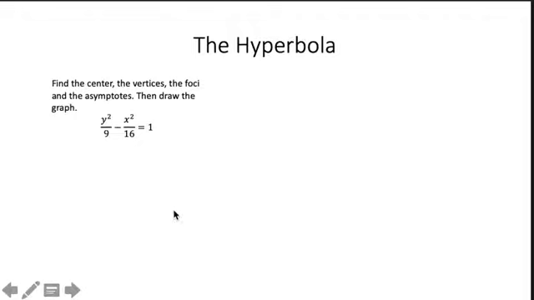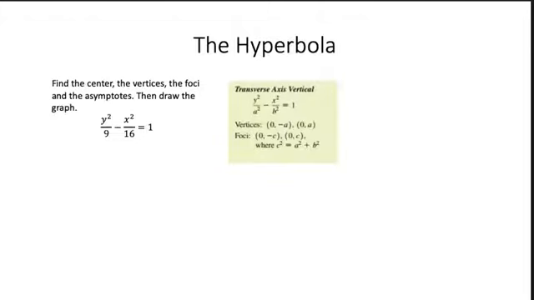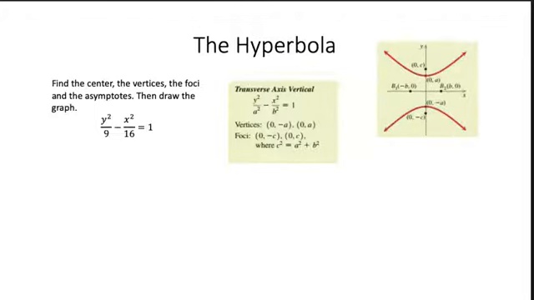Find the center, the vertices, the foci, and the asymptotes. Then draw the graph. So our equation is y squared over 9 minus x squared over 16 equals 1. Do you know which is the transverse axis? You should recognize that y squared is written first, and that means our transverse axis is going to be the vertical axis. That means that our hyperbola is going to look roughly something like this.